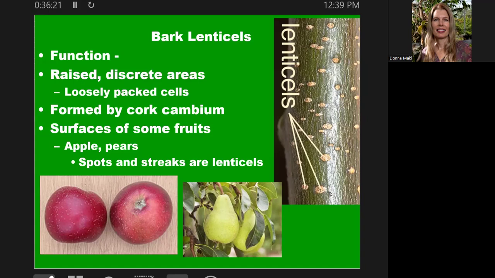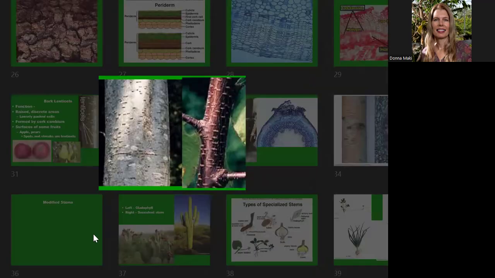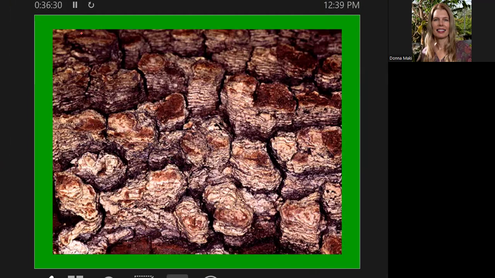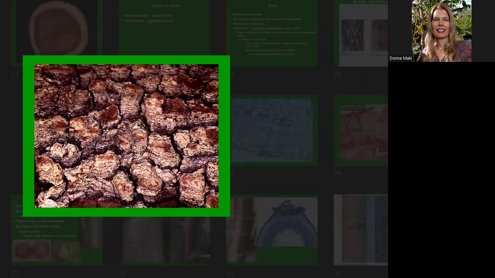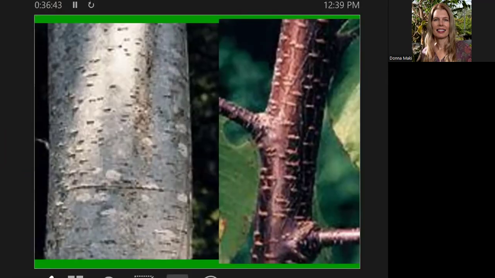Not all tree trunks have really noticeable lenticels. Some do; these are pretty noticeable. But that other image I showed you, where is it? I couldn't tell you where the lenticels are on that one. I wouldn't know. You'd have to take a section and look at it under the microscope. But those are more noticeable.